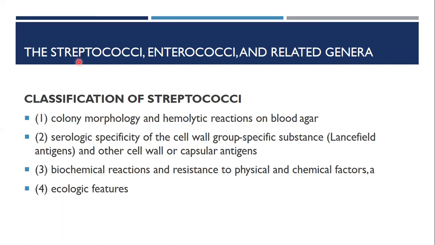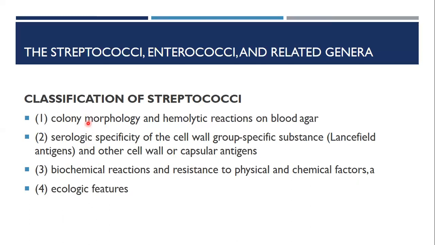So let's discuss the second genus, which is catalase negative. We have your Streptococcus family. Now, the Streptococcus genera are actually classified into several types depending on the following criteria.